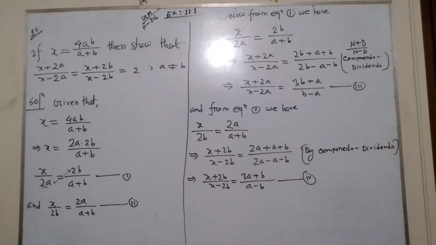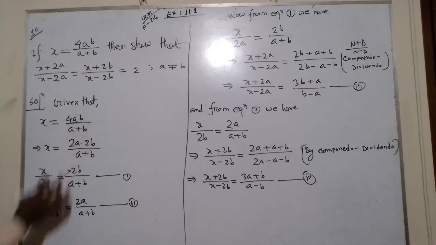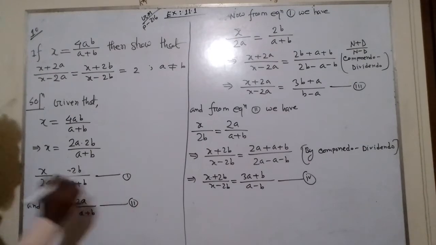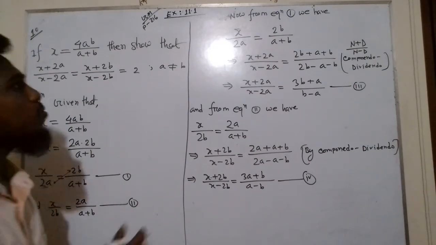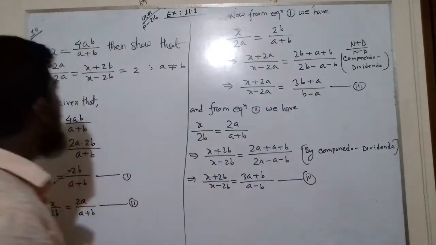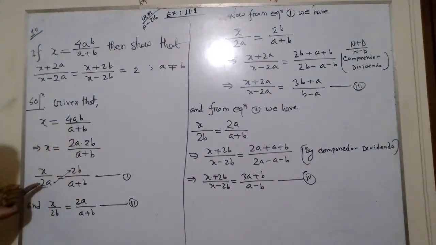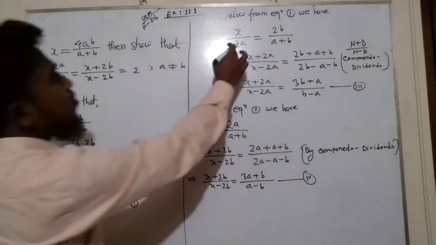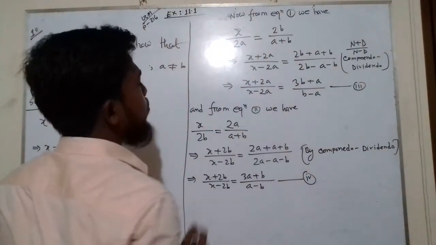And x divided by 2b equal to 2a divided by a plus b, because if we multiply 2b into 2a, it remains 4ab. So we can write x divided by 2b equal to 2a divided by a plus b, taking this as equation number 2. Now from equation 1 we have x divided by 2a equal to 2b divided by a plus b.